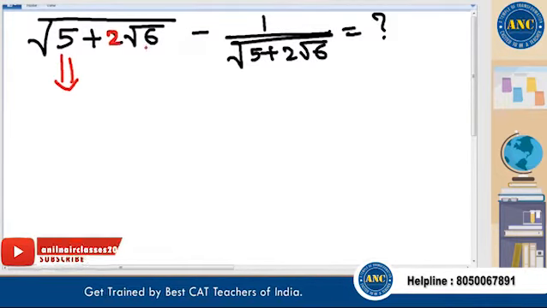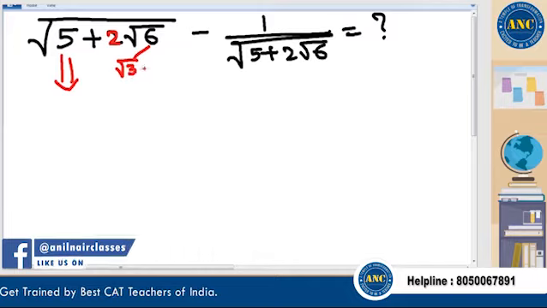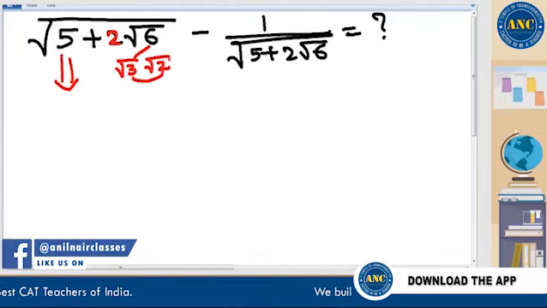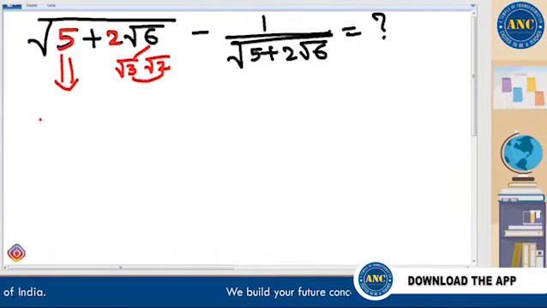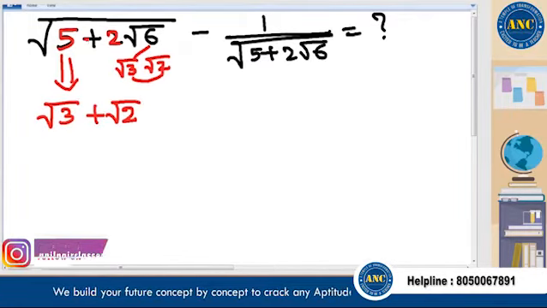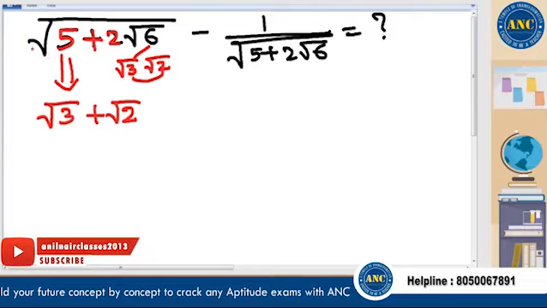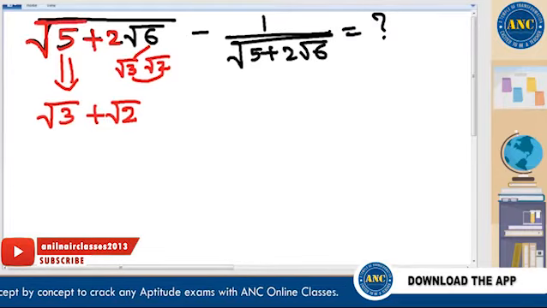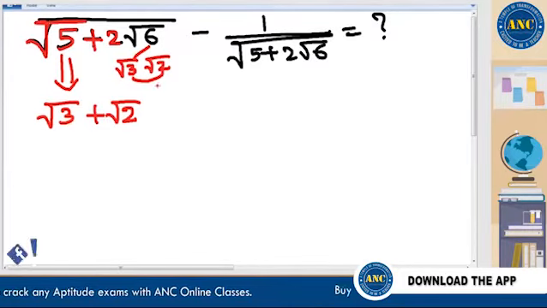Already 2 is present. Root 6 is root 3 into root 2, because 3 plus 2 is anyway 5. That means I can directly write it as root 3 plus root 2. Why plus? Because plus is there here also. The whole square under the square root will get cancelled. That means this term is root 3 plus root 2.